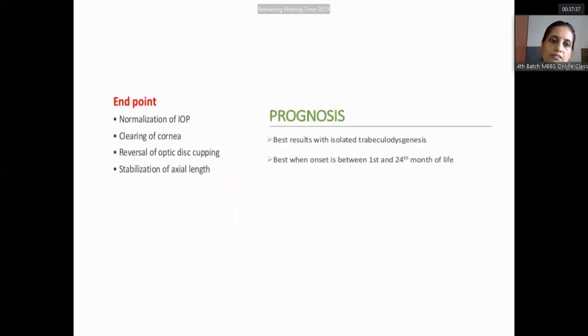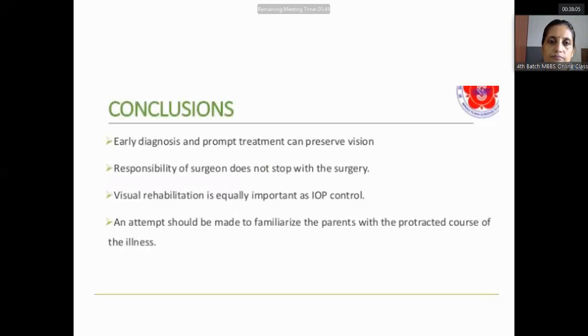So the endpoint is that we have to consider normal IOP, clearing of the cornea, reversal of the optic disc cupping. This is the beauty part of childhood glaucoma, and stabilization of the axial length. The prognosis depends: the best prognosis is with isolated trabecular dysgenesis, and best when onset is between 1 to 2 years of life. When a child is brought at this age, then we can go for the surgery and they have the best prognosis. So the conclusion is, early diagnosis and prompt treatment can preserve whatever amount of vision is there.